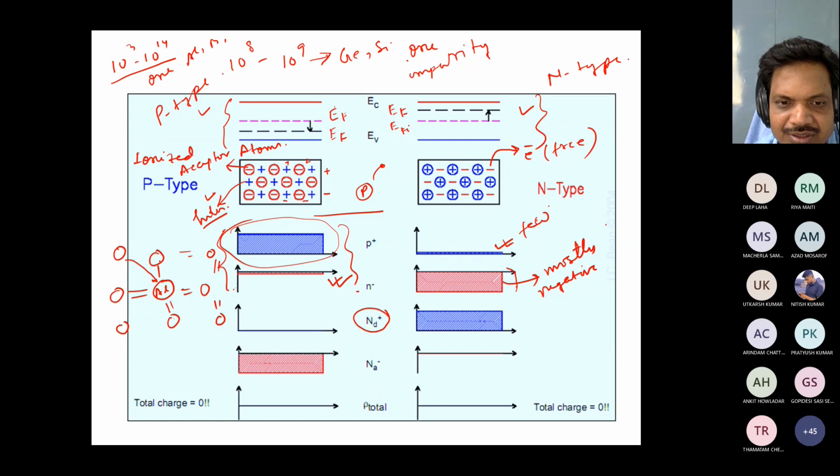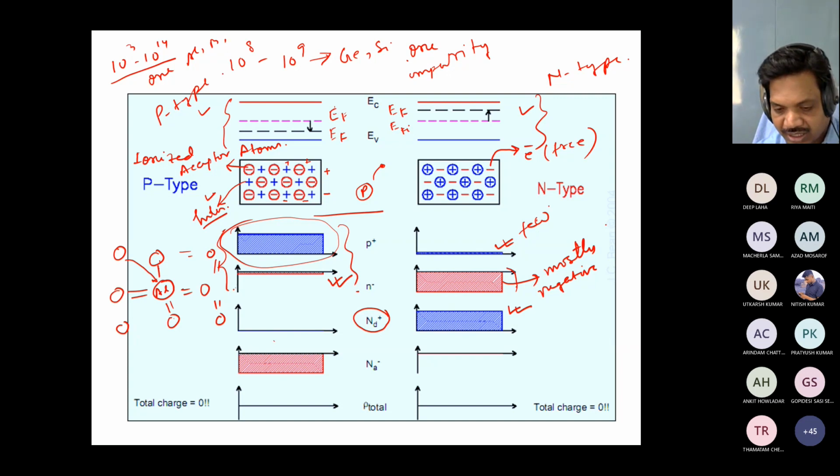No, because in a p-type semiconductor, you are doping with atoms of periodic table group 3, which after accepting an electron will be negatively ionized. Are you getting it? So in the p side, you cannot get any ND plus, that means ionized donor atoms. Ionized donor atoms will be available only in n-type semiconductor. So accordingly, you can see there are no such donor atoms here.